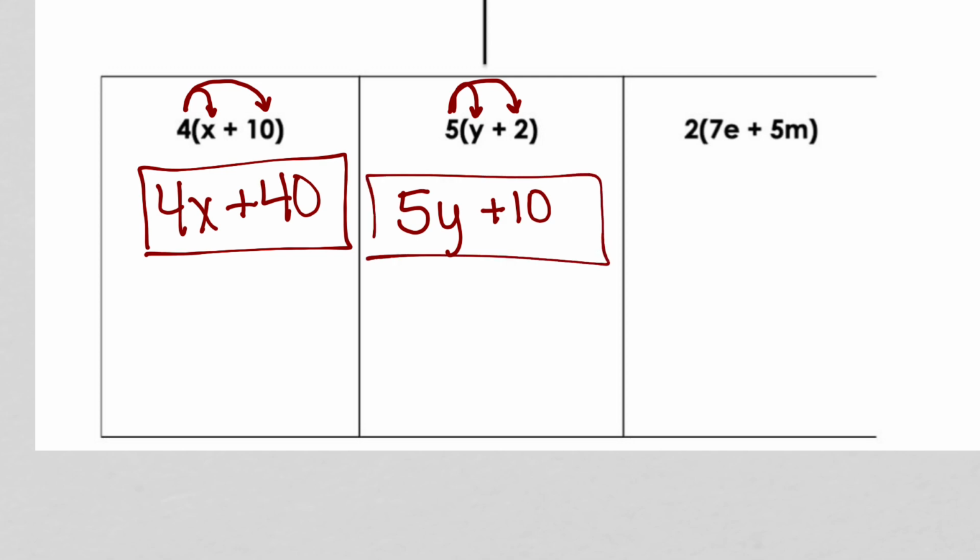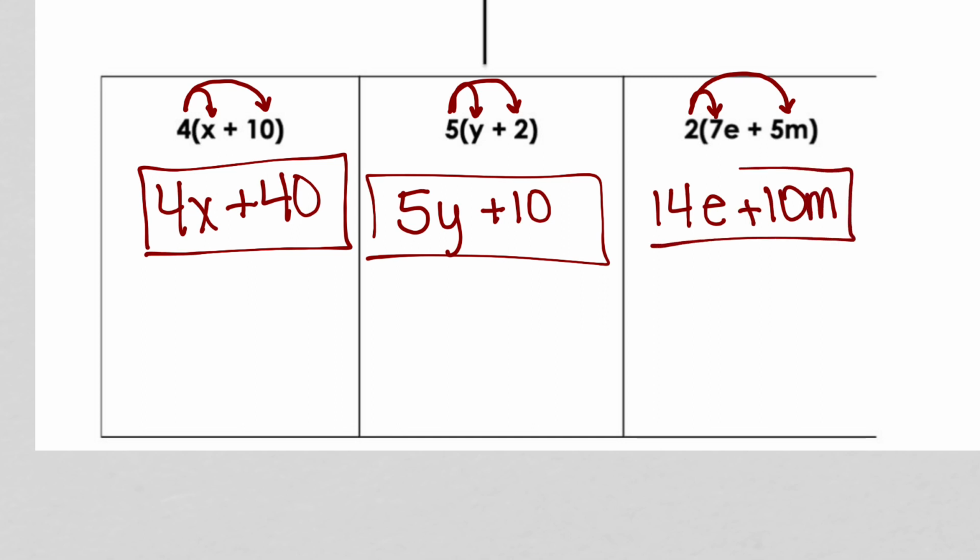Okay. Let's look at the last example together. So 2 times what first? 7e. 2 times 7e is how many e's? 14e. What do I take my 2 times next? 2 times 5m, and that gives me what? 10m. Positive 10m or negative 10m? There you go. All right.